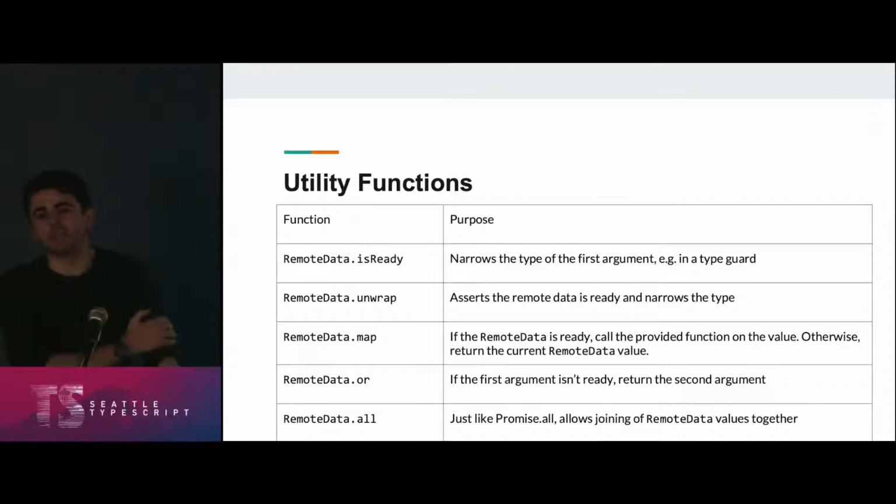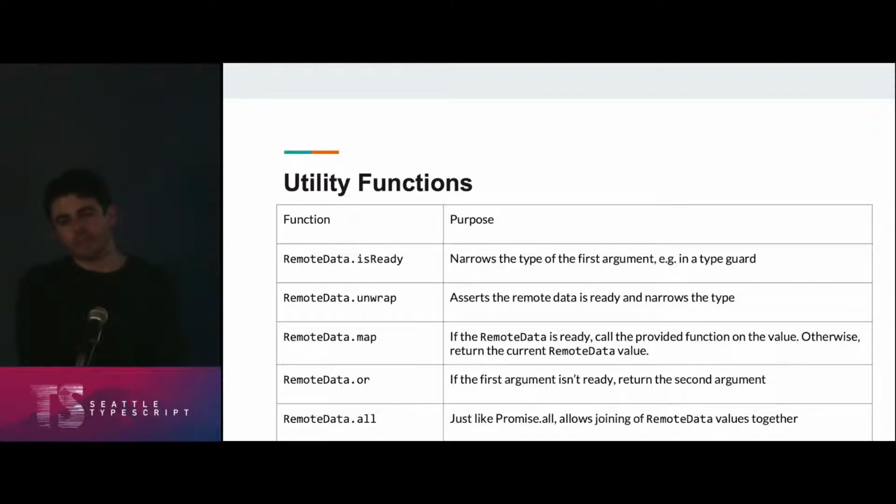So some of the utility functions that we have exposed are things like RemoteData.isReady, which takes as its first argument a RemoteData of T and returns a Boolean that is a type guard. How many people in here have written a TypeScript type guard function before? All right, how many of you have not written one but know what one is?